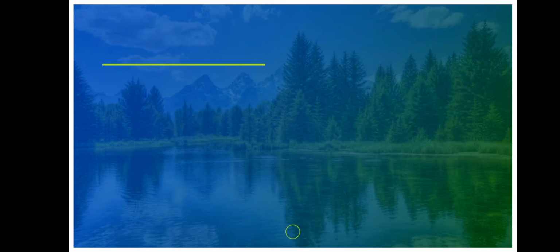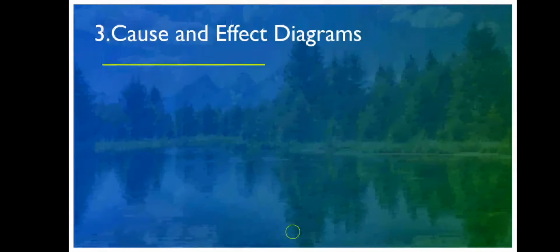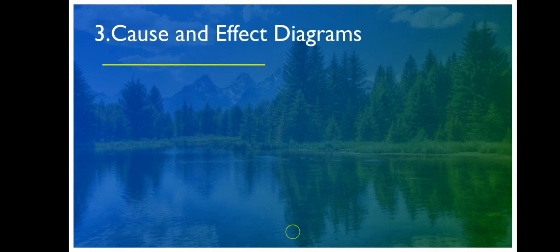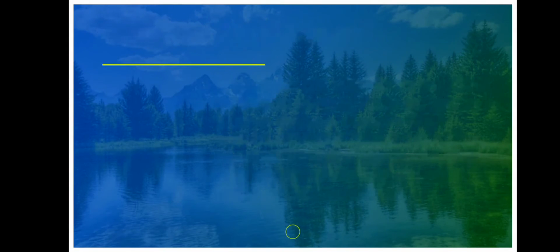And let's go to the next topic. The third one is cause and effect diagram. The other name of cause and effect diagram is fishbone diagram. The diagram structure resembles a fishbone, so it is called a fishbone diagram. They are also called Ishikawa diagrams because Ishikawa developed them in 1943. What causes defects to appear will be shown in the diagram. Let's go to the diagram.